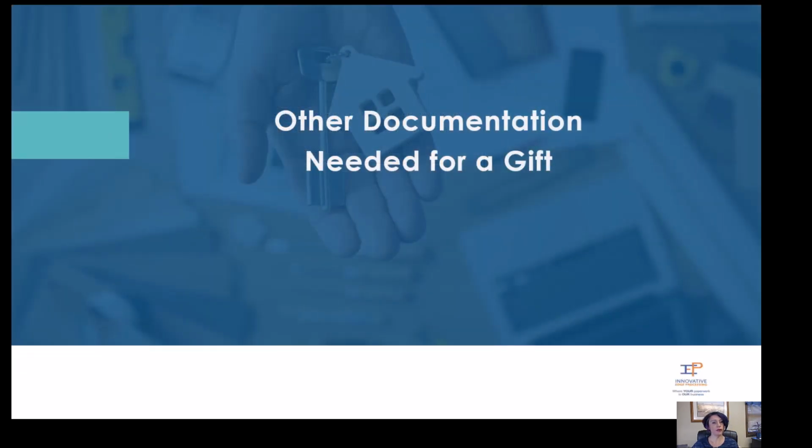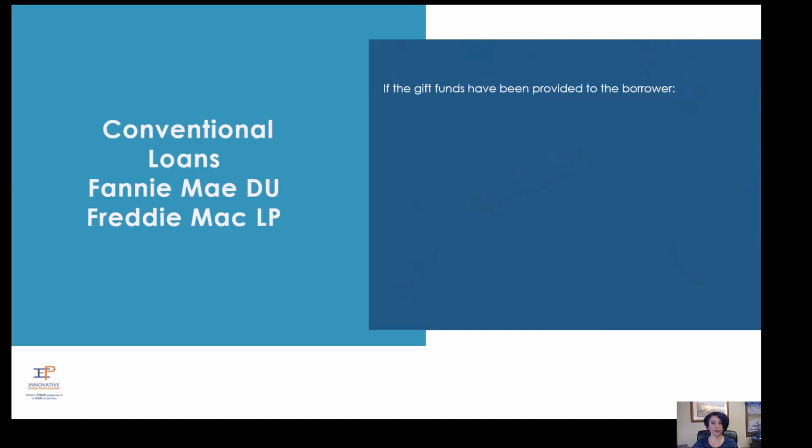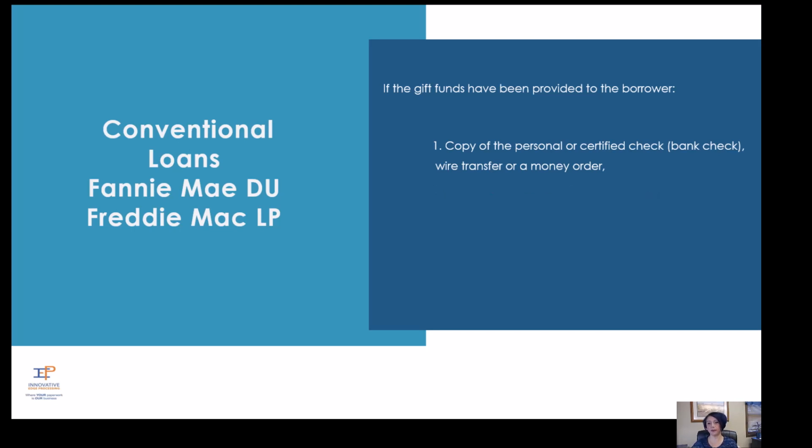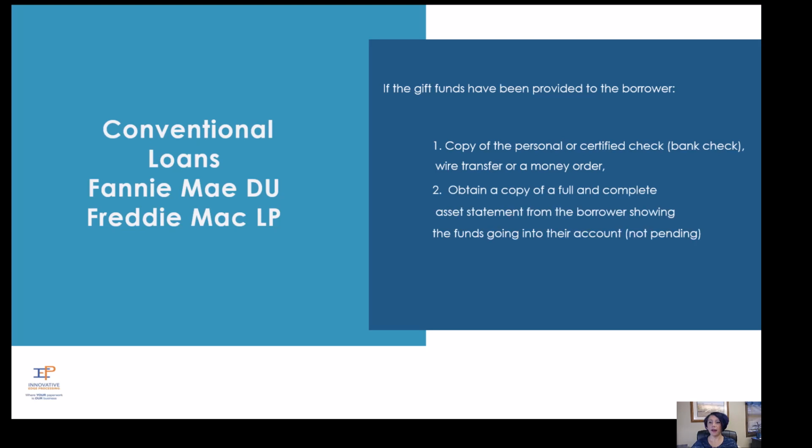Now let's jump over to, besides the gift letter, what other documentation is needed? So on conventional, which is Fannie Mae and Freddie Mac, once the gift funds have been provided to the borrower, we are required to get a copy of the following. A copy of the check, whether it's a certified check, bank check, or even a wire transfer. A copy of the bank statement showing the funds going in and clearing the borrower's account. These funds cannot say pending.